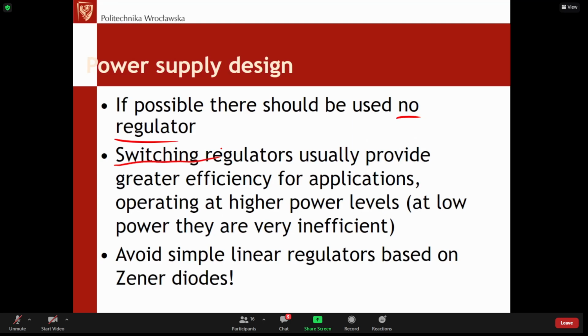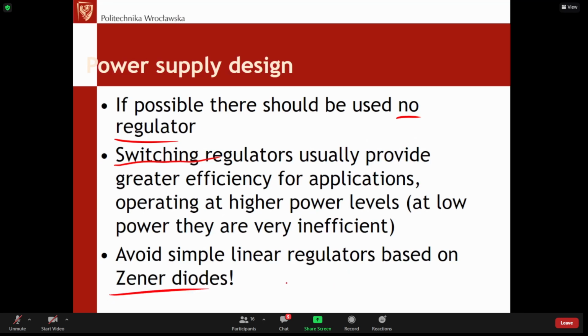So this is the feature. This is pretty important. In fact, this is pretty important from practical point of view to avoid unnecessary power loss in microcontrollers in the design. And of course, and again, don't use Zener diodes.